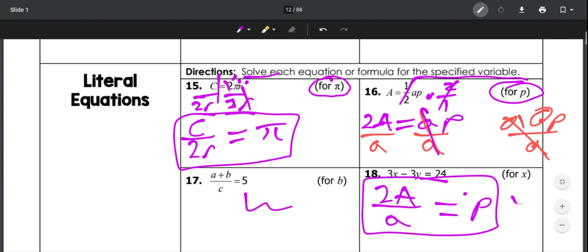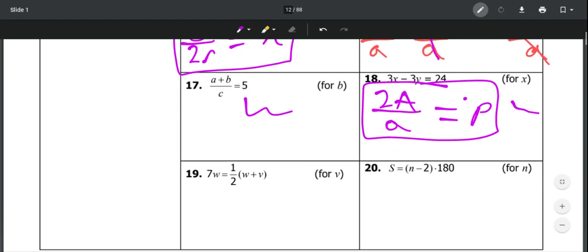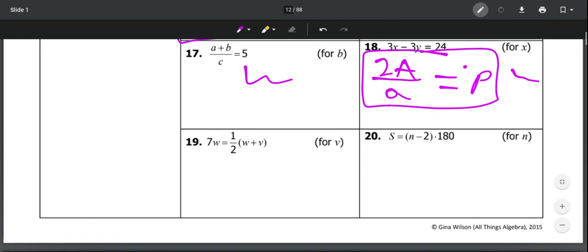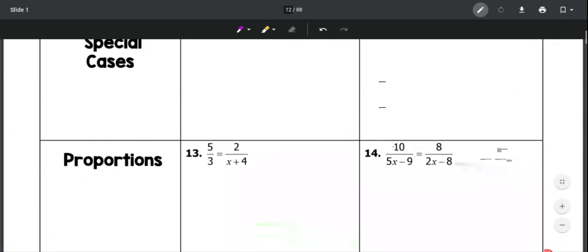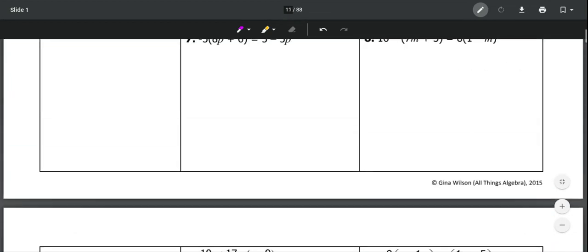And you do the same thing for 17 and 18. And then there will be some more applications. We're not going to get into the word problems, but there'll be some homework that's attached. We'll work through some examples.